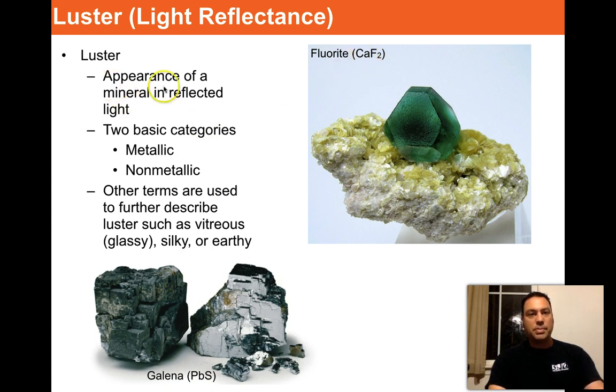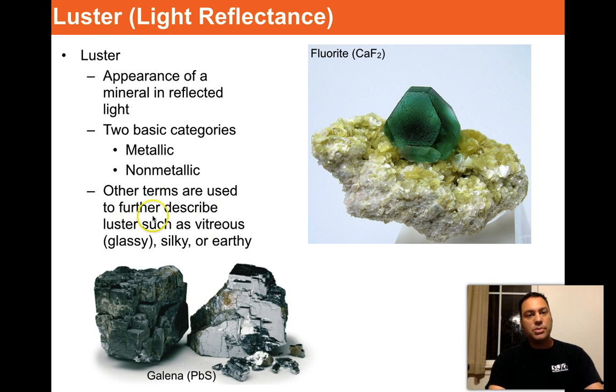So luster is the appearance of a mineral in reflected light. There are two basic categories: metallic and non-metallic. And you can tell right away, this looks like a hunk of metal down here, and this one most certainly does not. It looks almost like a glass bead, if anything. So this one would clearly be metallic, and the fluorite would be non-metallic.